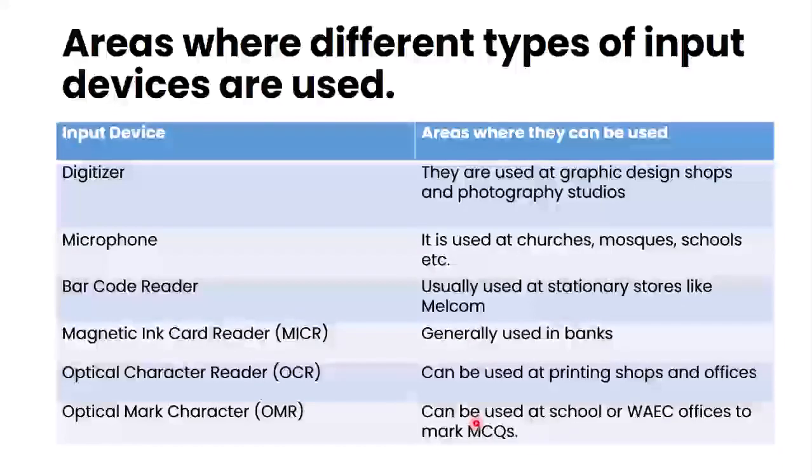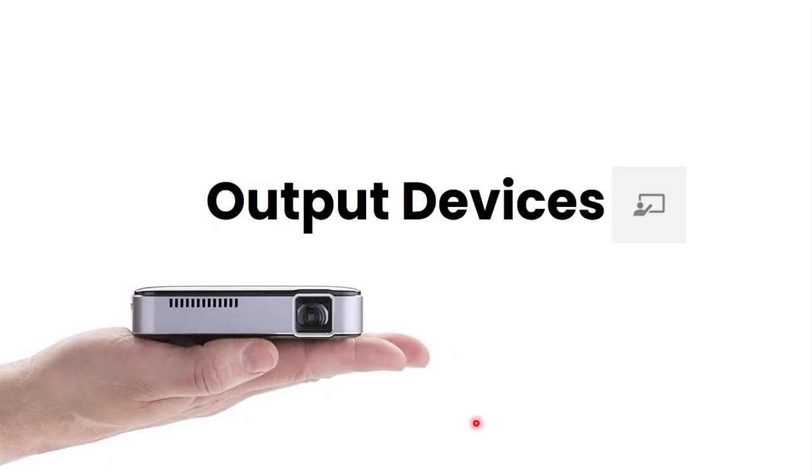Okay, so this is the end of the lesson for input devices. In our next lesson, we will focus on the output devices. We'll talk about output devices, their advantages, their disadvantages, examples, and a whole lot of things. So stay tuned as I bring you the next lesson on output devices. Thank you.